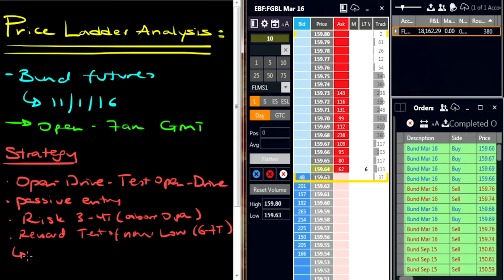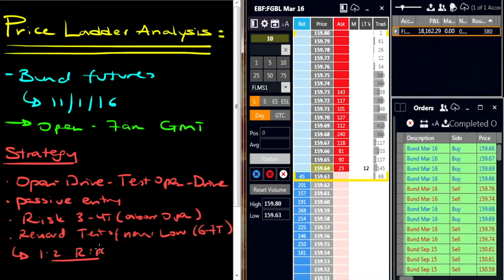So overall, you can see the strategy has about a 1 to 2 risk-reward ratio, which is quite decent in the market. If you can find that kind of risk-reward ratio, especially when you're trading on the price ladder, that can be very, very useful. Obviously, if you're just trading off a chart, a 1 to 2 is not unbelievable, but in terms of trading on the price ladder, 1 to 2 is actually a very good risk-reward.